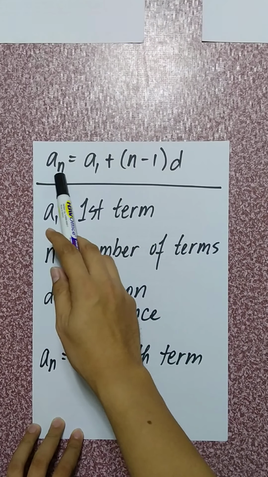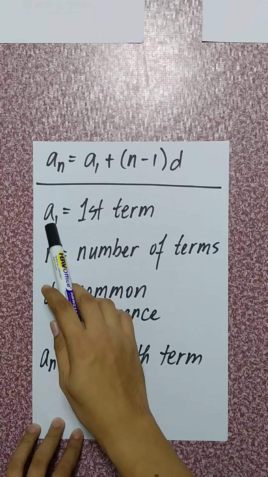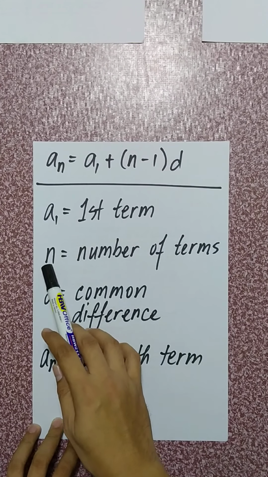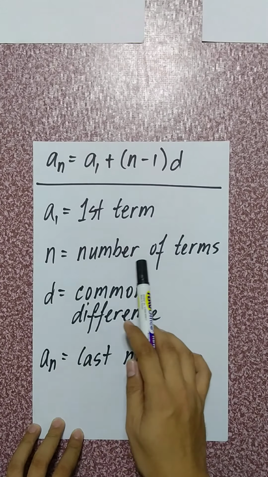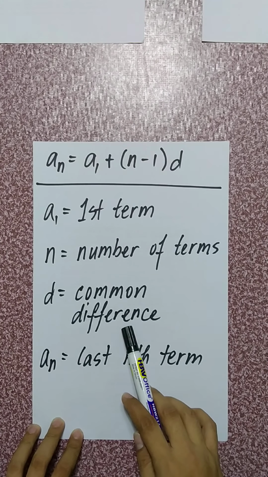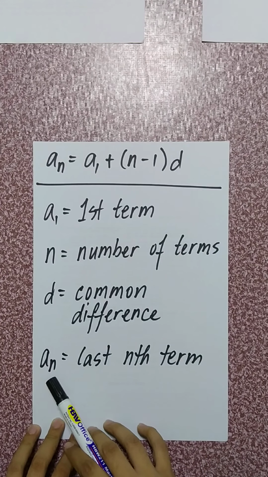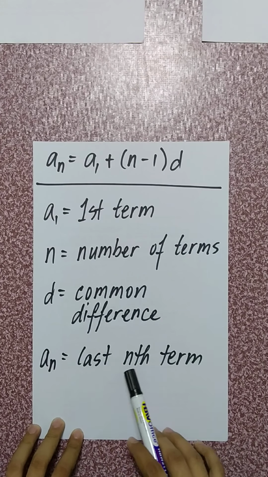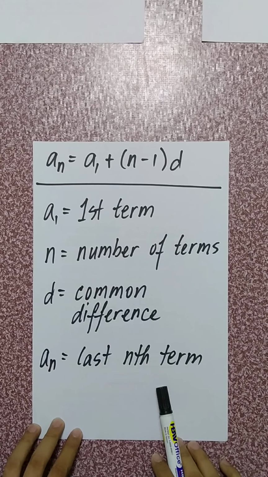So alamin natin yung mga variables na yan. Let's begin with a sub 1. That is the first term of the sequence. N, the number of terms of the sequence. D, we have the common difference. And last, we have a sub n. Ito yung pinakang unknown natin. That is the last nth term or simply the last term.